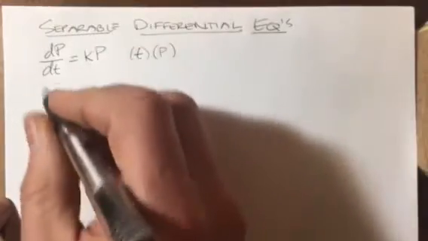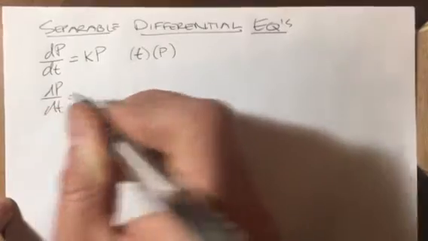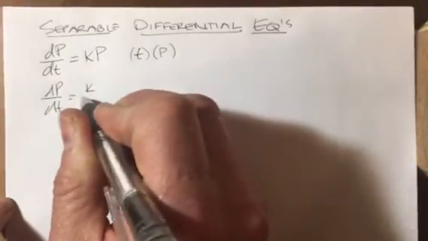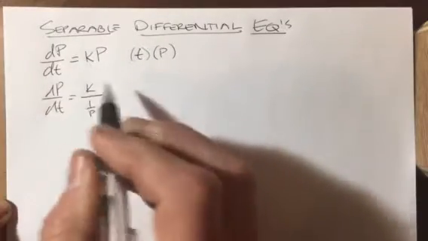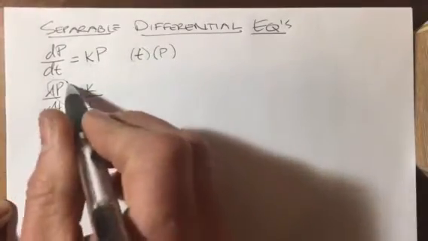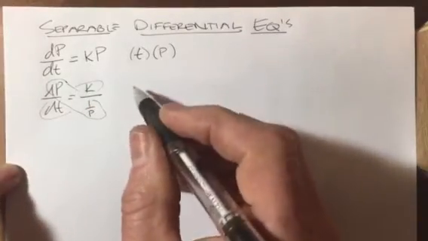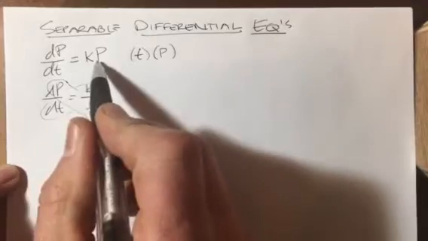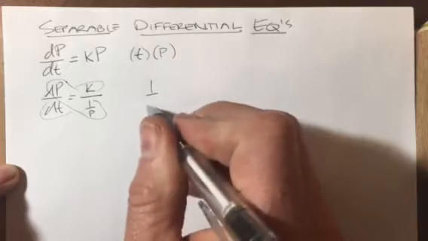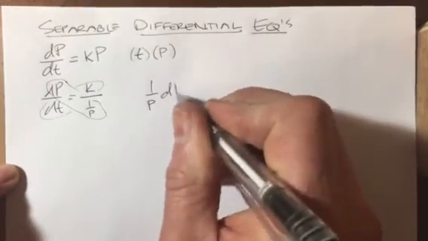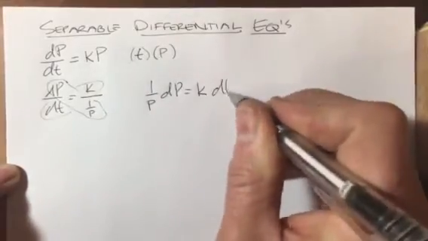We can write this then as dp dt is equal to k over 1 over p, and thereby sort of separating them into a fraction where these are diagonally opposite. Visually, that's one way to really think of it when you're breaking these down. You could also just think of it as, well, I can divide both sides by p, and I can write this as 1 over p dp is equal to k, if I multiply both sides by dt like this.